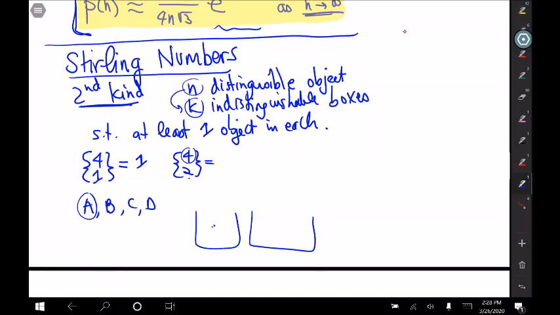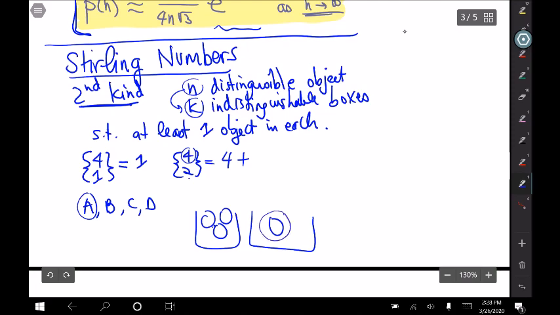So let's do the easy case. What if 3 objects go here, 1, 2, 3, and 1 object goes here? How many ways can we do that? 3 objects, yes, 4 ways. Why? Because we need to decide which object will be lonely in its own box, and the other 3 will go to the other box. That's easy. How about 2, 2?